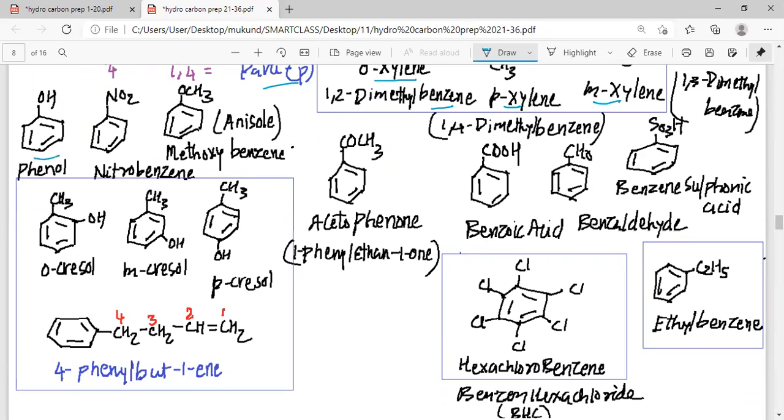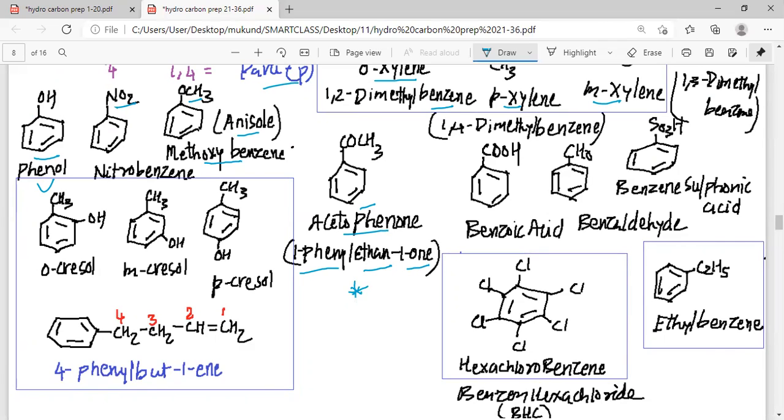If benzene has got a hydroxy group bonded to it, we call it phenol. If benzene has got an NO2 group, we call it nitrobenzene. If benzene has got an OCH3 group bonded to it, we call it either methoxybenzene or anisole. If benzene has got a COCH3 group bonded to it, we call it acetophenone, but IUPAC suggests that it should be called 1-phenyl ethan-1-one. This is the important name, my dear students.